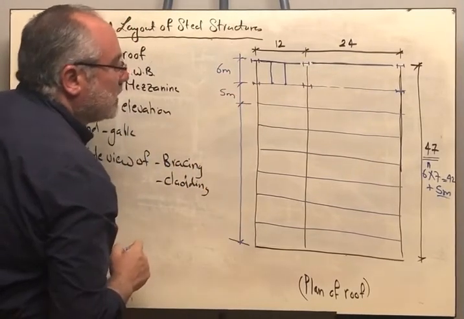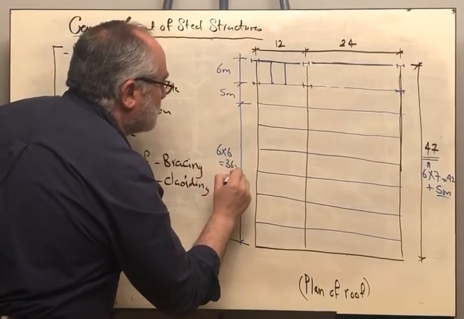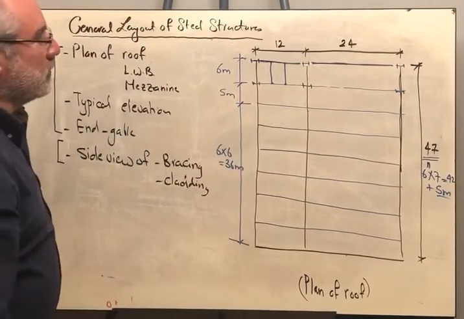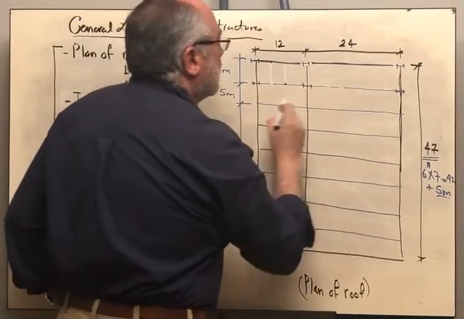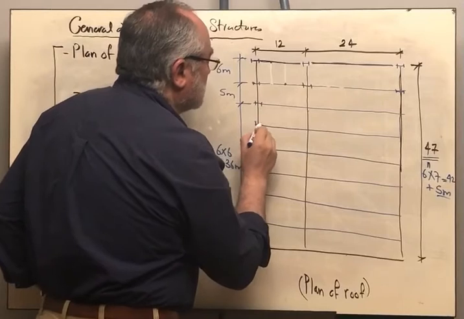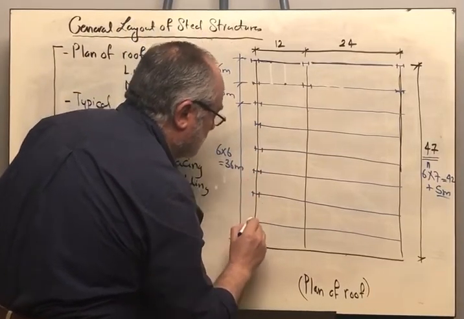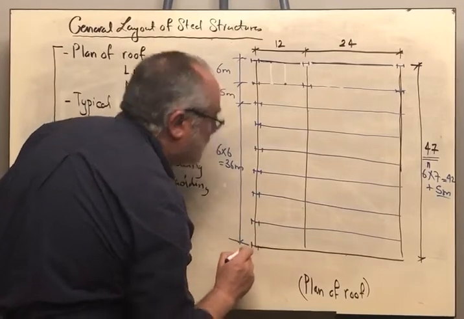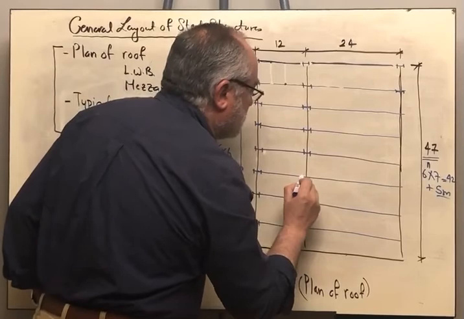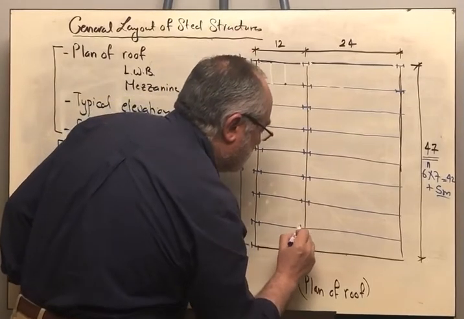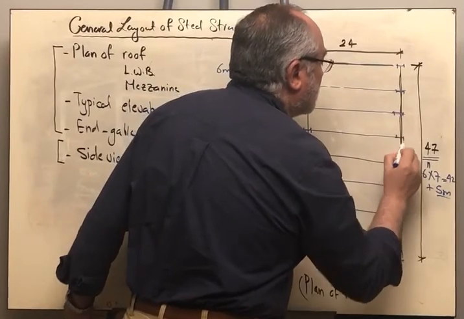You don't need to write every one, but you can say 6 by 6 equals 36 meters. Okay? And we need to draw all of the columns, such that the web is parallel to the main system, as you can see. Okay, like that.